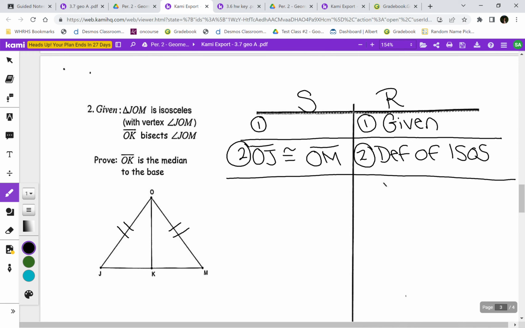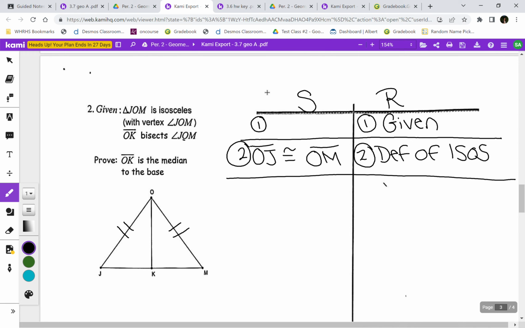Looking for somebody else. Looking for somebody who doesn't normally participate. Danya? You got it. If we're going to bisect an angle, we're going to get two congruent angles. So we are bisecting angle JOM.